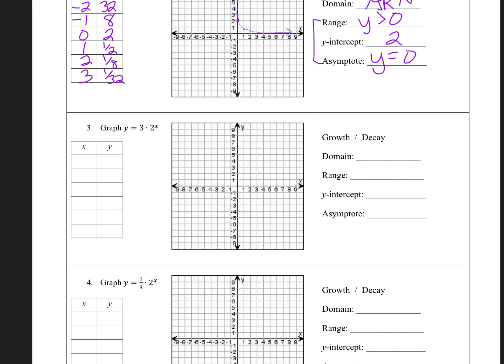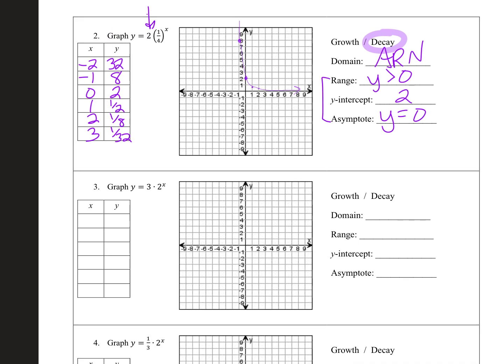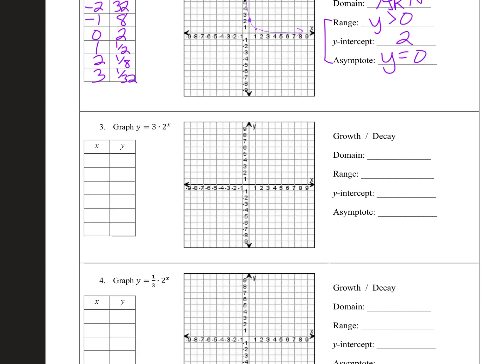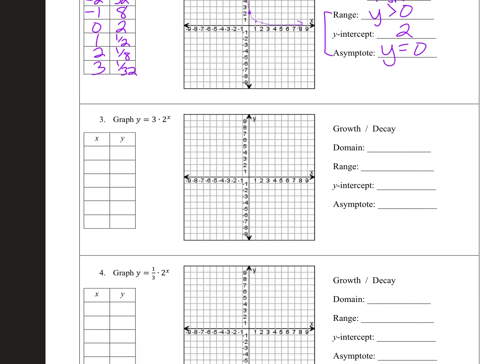All right, how about this one? y equals 3 times 2 to the x. Our previous one was 2 times 1/4 to the x. This is 3 times 2 to the x. All right, -2, -1, 0, 1, 2, 3. Let's see what happens. 3 times 2 to the -2 is 0.75. Sometimes it'll give you decimals, sometimes it'll give you fractions. It's totally fine.